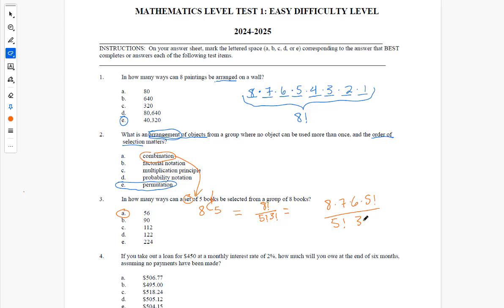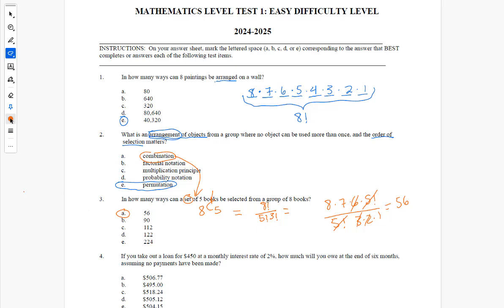And 3 times 2 times 1. Notice this 5 factorial will just cancel. And the 3 and 2 cancel with the 6. And so we're left with 8 times 7, which is 56. The calculator probably processed that whole thing, but these factorials often will cancel in a very nice way.